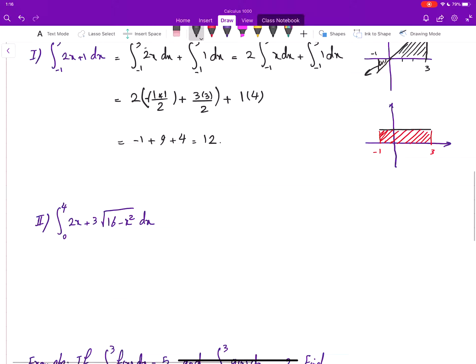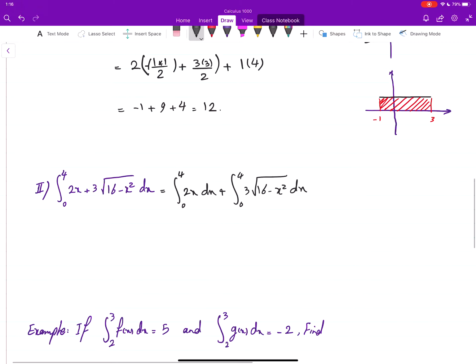How about this other one? The graph of this itself is not easy to sketch, but if we use the properties and write this as the integral from 0 to 4 of 2x dx plus the integral of 3 root of 16 minus x squared dx, then we can bring out the constants: 2 times the integral from 0 to 4 of x dx plus 3 times the integral from 0 to 4 of root of 16 minus x squared dx.